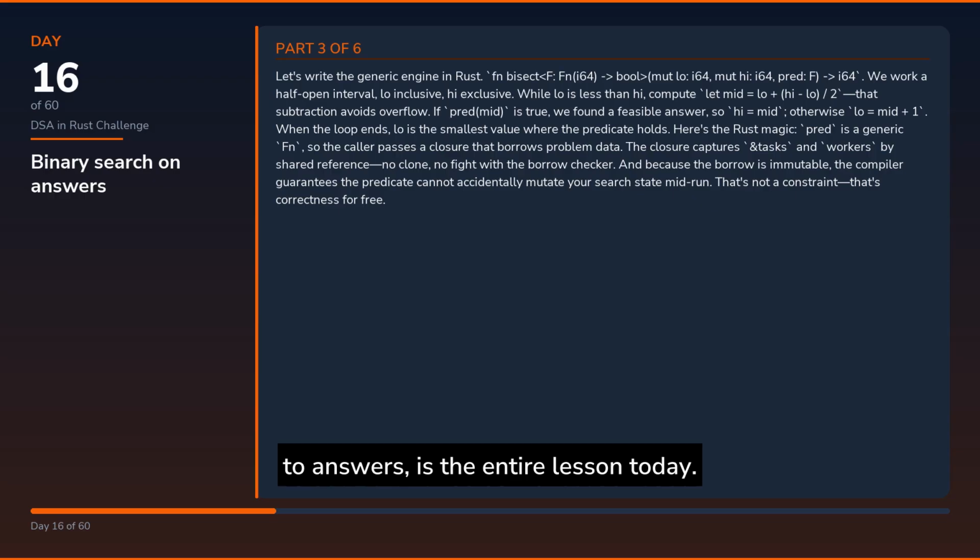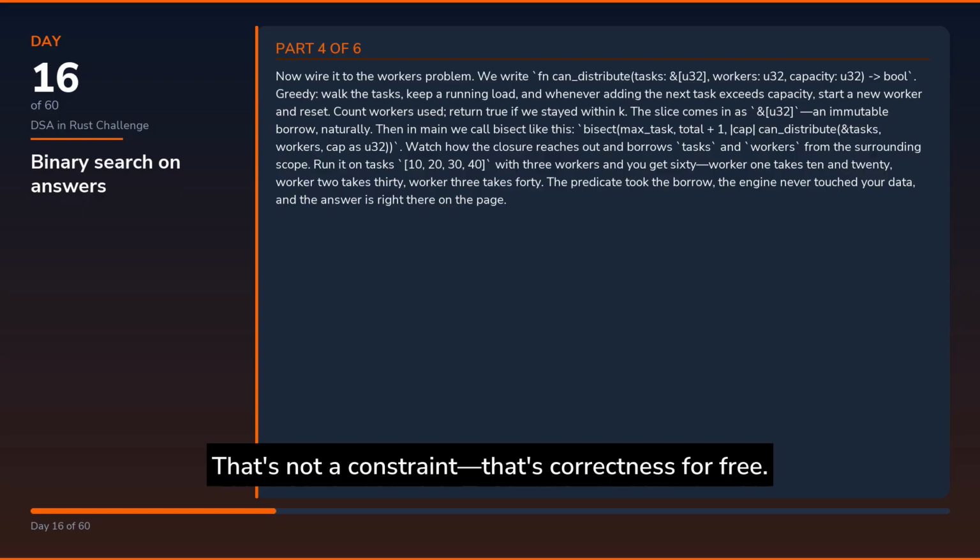Here's the Rust magic. Pred is a generic Fn, so the caller passes a closure that borrows problem data. The closure captures tasks and workers by shared reference. No clone, no fight with the borrow checker. And because the borrow is immutable, the compiler guarantees the predicate cannot accidentally mutate your search state mid-run. That's not a constraint. That's correctness for free.